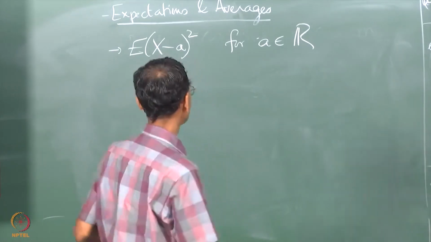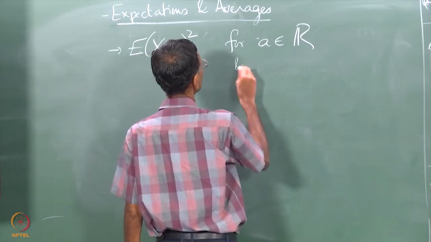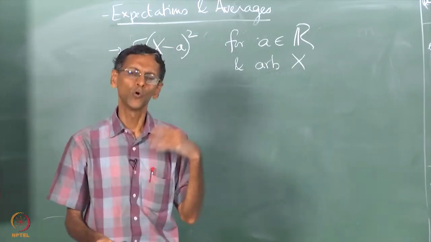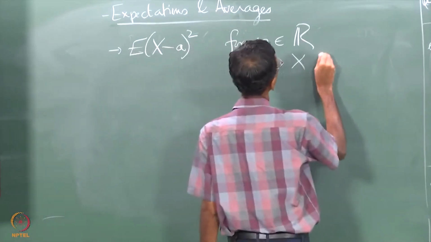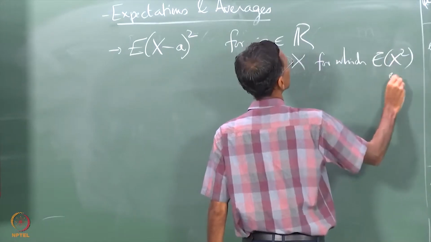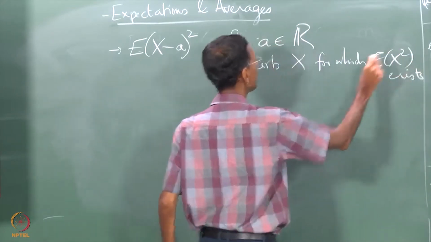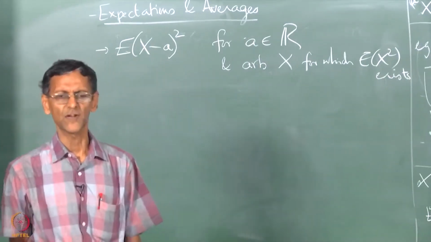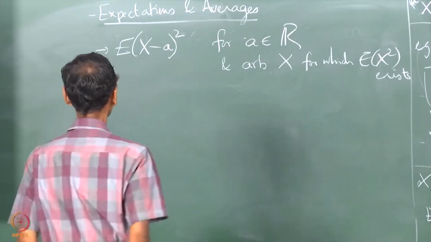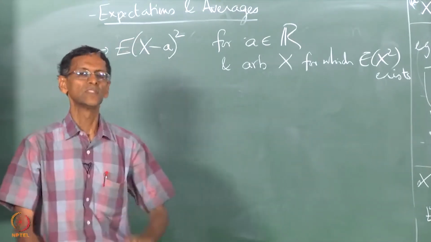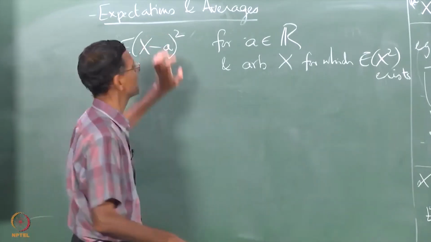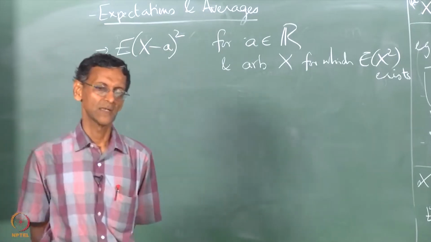So for some a and any arbitrary x for which, let us say, E of X squared exists. This is the only condition I want. If E of X squared exists, this almost surely will exist if a is finite. There is no issue there. Okay. So if I want to simplify this, why am I justified in expanding that function there?